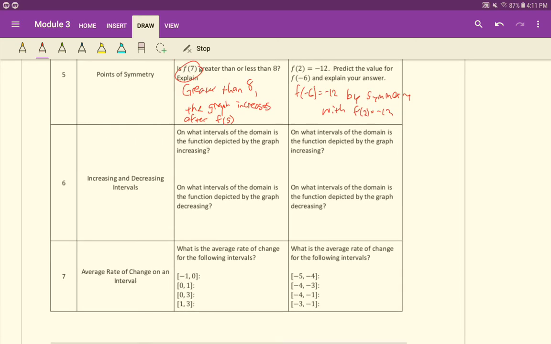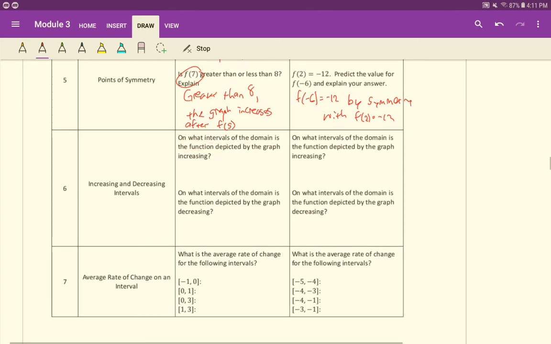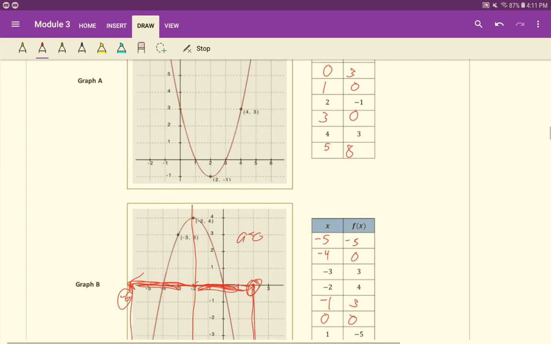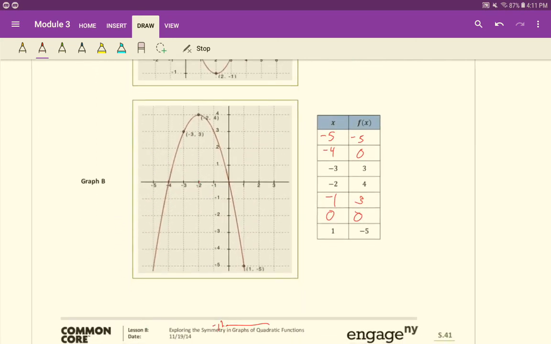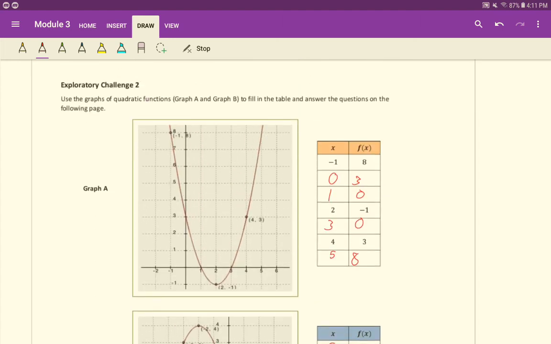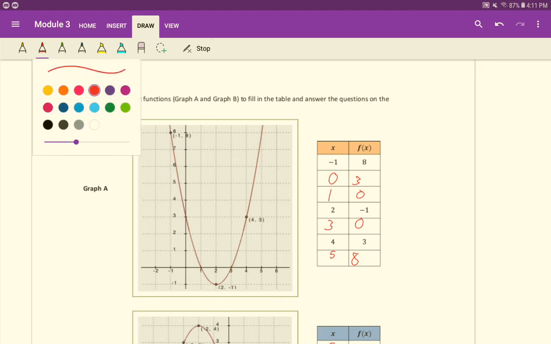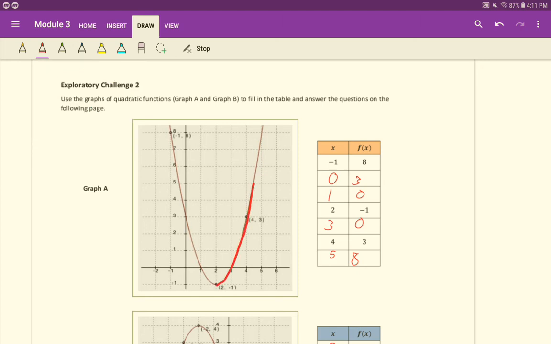Increasing and decreasing intervals. On what intervals of the domain is the function depicted by the graph increasing? This is for the first graph. So increasing means the graph is going up from left to right. Okay, so where are we going up from left to right? Well, it is precisely this portion of the graph right here. So what's that interval? Well, it starts here at 2 and it goes on forever in this direction, right? Because it's going to keep going over and over and over, right? It's going to keep going up, but also over 2.